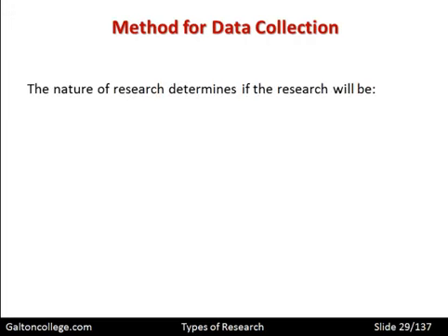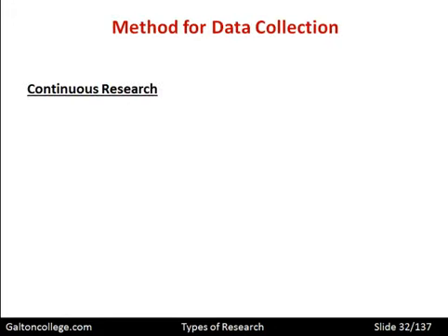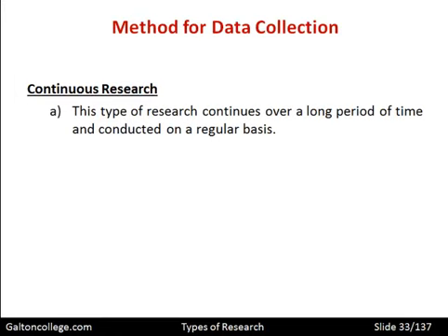The nature of research determines if the research will be continuous research or ad hoc research, in other words, happens whenever required, once in a while. Now, continuous research: this type of research continues over a long period of time, and it's conducted on a regular basis. By and large, organizations tend to engage in continuous research.